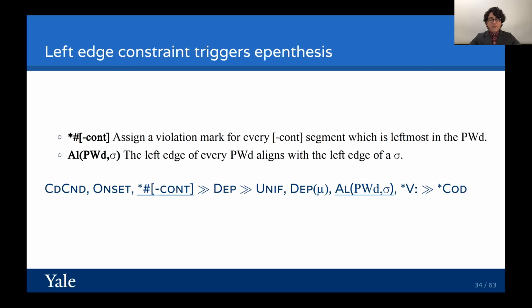All right, so in order to see how this will take care of the vowel quality change for us, we need to introduce two new constraints. One of them is this positional markedness constraint that says assign a violation mark for every non-continuant segment which is leftmost in the prosodic word. And the second constraint we need to introduce is an alignment constraint between prosodic word edges and syllable edges. And here I've given, again, the same constraint ranking we had before, but I've slotted both of these constraints in and underlined them for you. And both of these will be relevant.